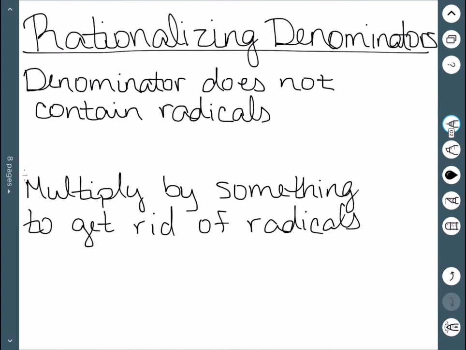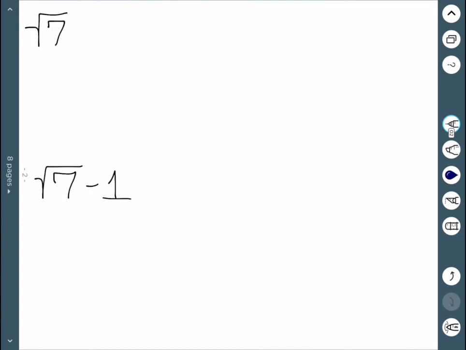So we're first going to start with looking at what we can multiply by to get rid of these radicals. So here are a couple of examples. First, we just have the square root of 7. And whenever you have just a normal square root of a number, we can just multiply by itself, because the square root of 7 times the square root of 7 is the square root of 49, which is 7.